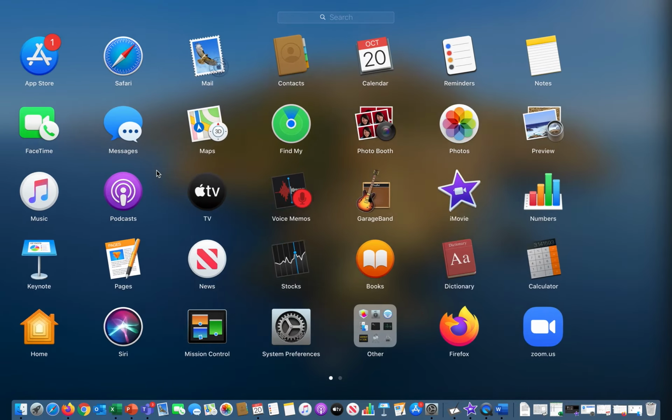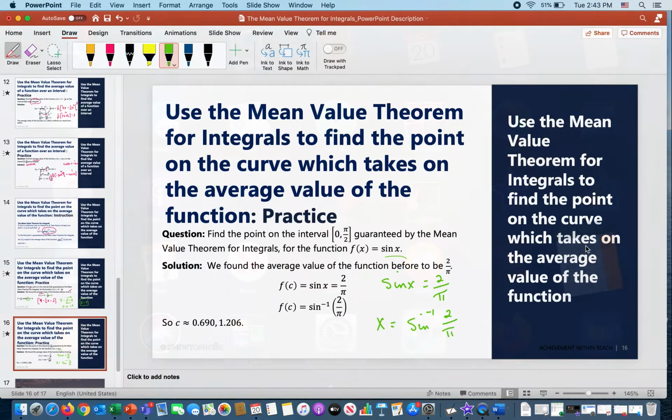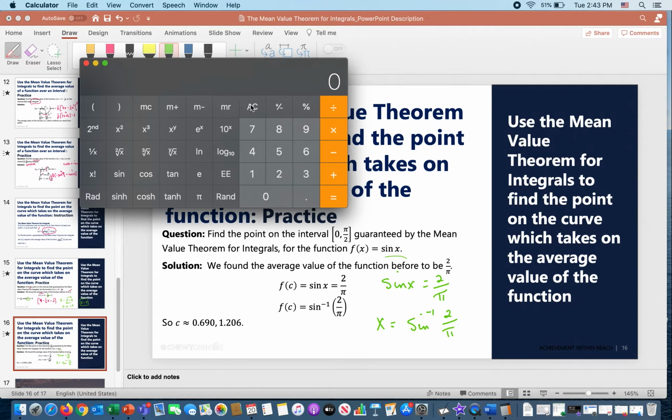I'm going to pull up my calculator. I want to make sure that I'm in radian mode since I don't have degrees. I'm going to do 2 divided by pi. Just hit the pi symbol, and equals. So 2 divided by pi equals. Now I'm going to do second sine, and I get 0.6901, and that matches up with what we have down here, 0.690.